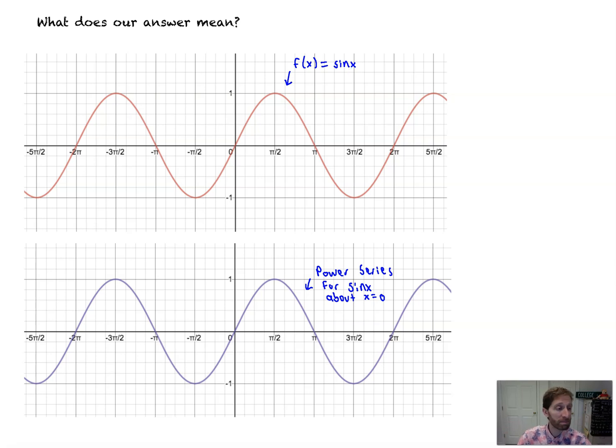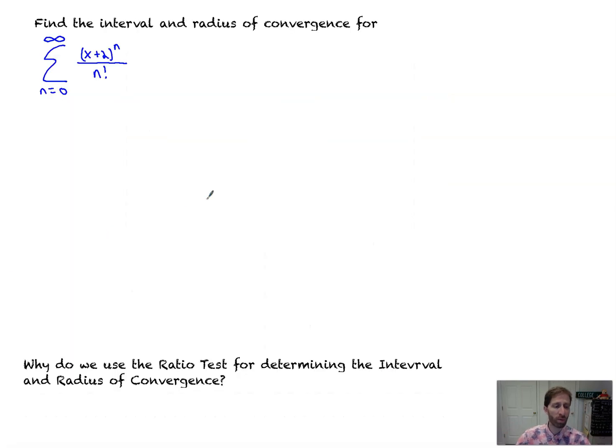That's what it means. All right, so let's do one more interval of convergence problem just before we wrap it up. And we'll talk about, again, why the ratio test is the best way to go about doing this. So let's do one more. We're going to take the limit as n goes to infinity, and you can expand this out if you want to, it's not necessary though, of the absolute value of the n plus first term. That would be (x + 2)^(n+1) all over (n+1) factorial.